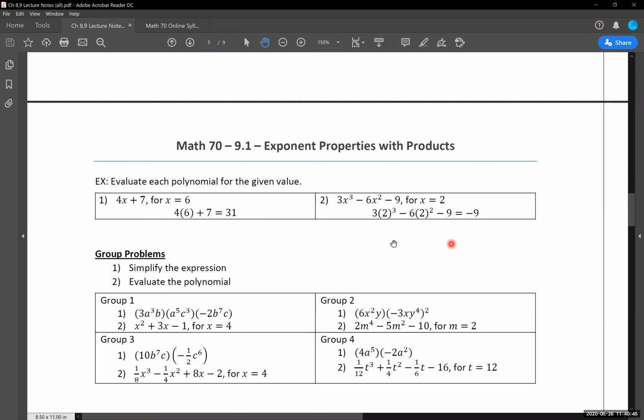Looking at our second example, if we're told to evaluate this polynomial, we have to be given a polynomial, which we have: 3x cubed minus 6x squared minus 9, and we are evaluating that for x is equal to 2. So anywhere an x shows up, I'm plugging in a 2 in its place. And again, when you are substituting values in, put them inside of parentheses. So I get 3 times 2 to the third power minus 6 times 2 to the second power minus 9.